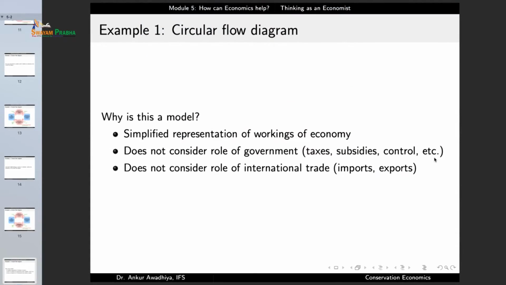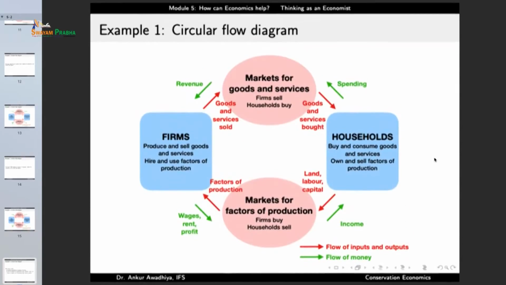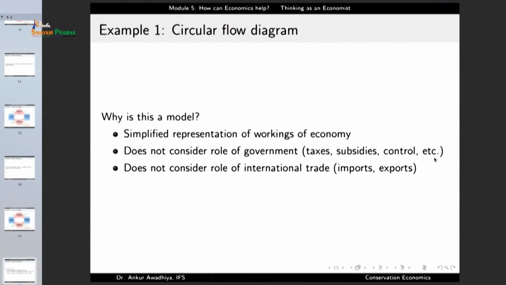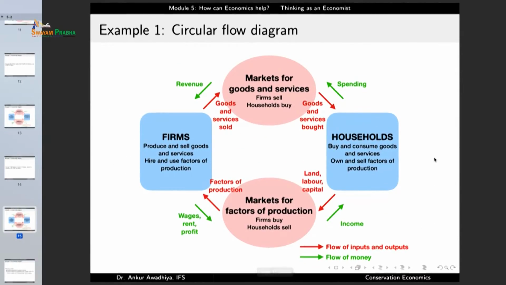Now, why is this a model? Why do we call it a model? Because this is a very simplified representation of the working of the economy. The economy is not this simple because in the circular flow diagram, we do not see government anywhere. So it does not consider the role of government. The government may be collecting taxes. The government may be providing subsidies. The government may be putting certain controls on these markets and on firms and households. But the circular flow diagram is neglecting all of these issues.